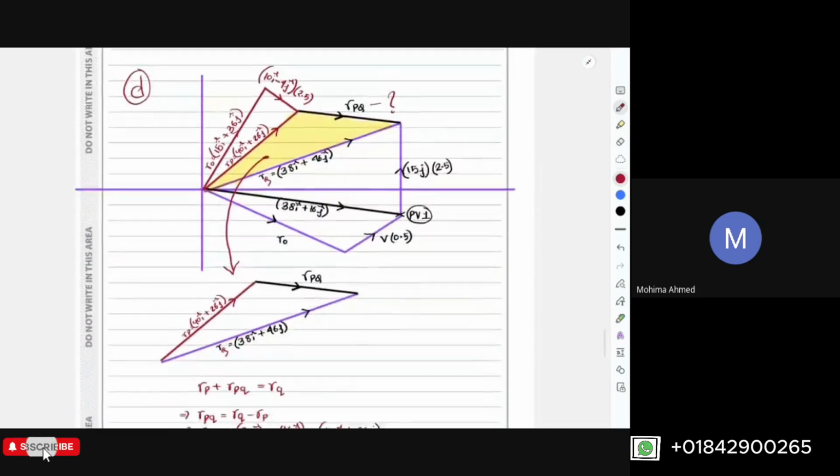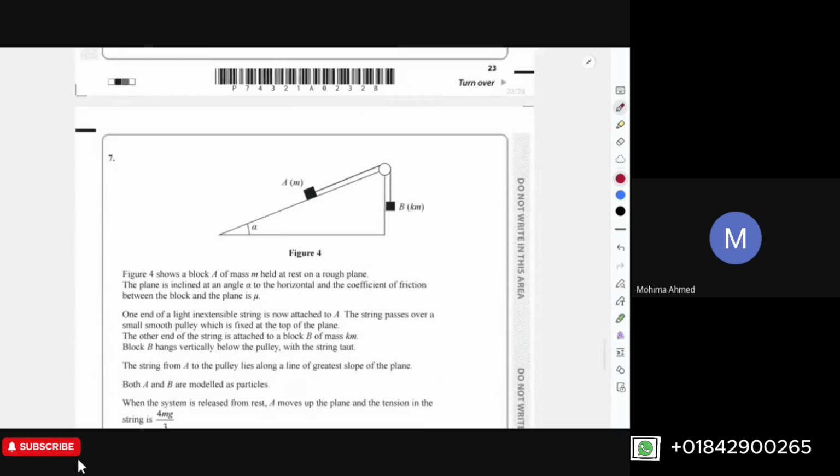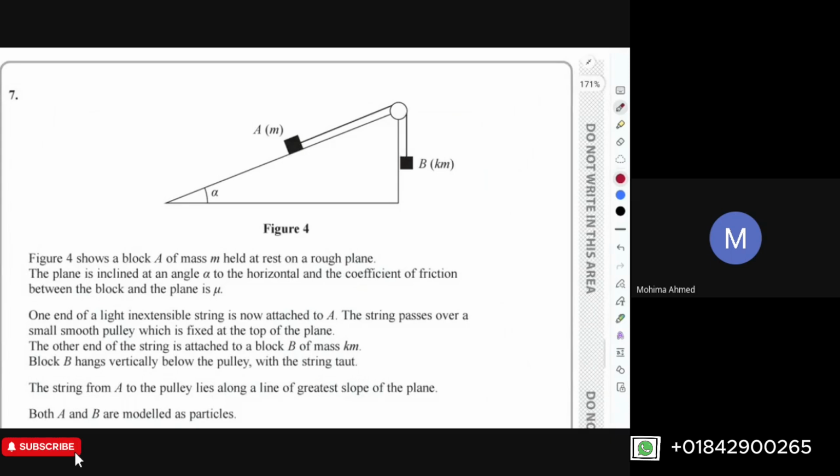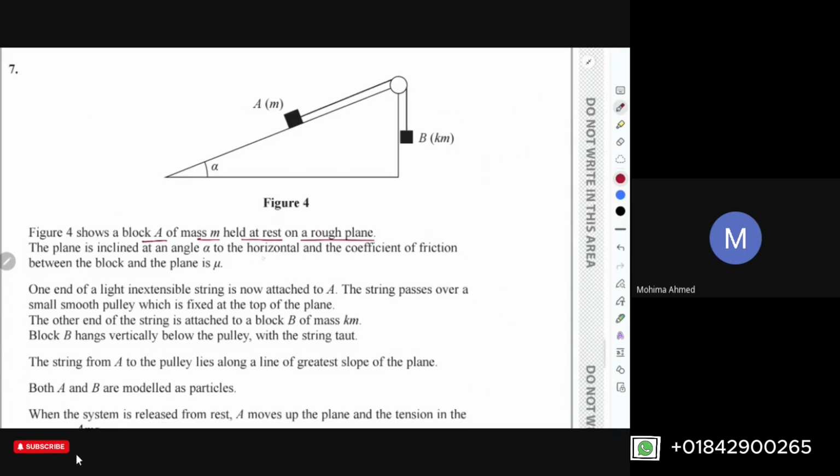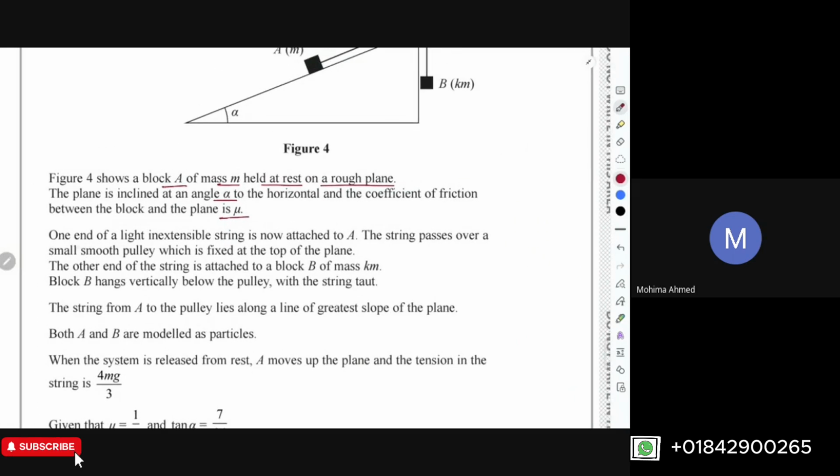Let's move on to the last question here, which is about a pulley. Figure 4 shows a block A of mass M held at rest on a rough plane. Rough plane means friction is there, rest means all the forces are balanced. The plane is inclined at an angle alpha to the horizontal, and the coefficient of friction between the plane and the block is mu. At one end, a light inextensible string is attached to A. The string passes over a smooth pulley, which is fixed at the top of the plane. The other end of the string is attached to block B, whose mass is Km, and block B hangs freely below the pulley with the string taut.